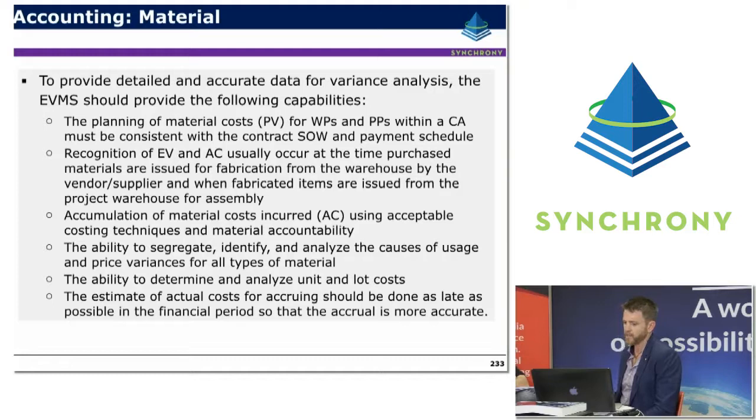And the estimate of actual costs for accruing should be done as late as possible in the financial period so that the accrual is more accurate. This is one of the weaknesses of the accrual process, that you're having to make a guess, or an educated guess. So the whole idea is about getting the timing right so that you're making that estimate as late as possible in the reporting period. If it's a monthly reporting period, leave it as late as you absolutely possibly can in that monthly reporting cycle so that you can have more confidence that it's the correct numbers being reported.